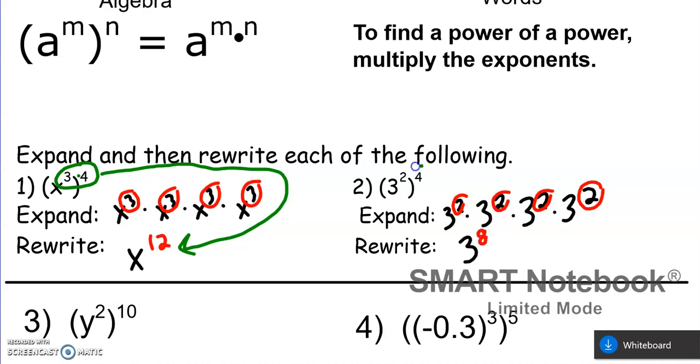And again, to check our work here, we have 2 and 4. If we multiply 2 and 4, we get 8.